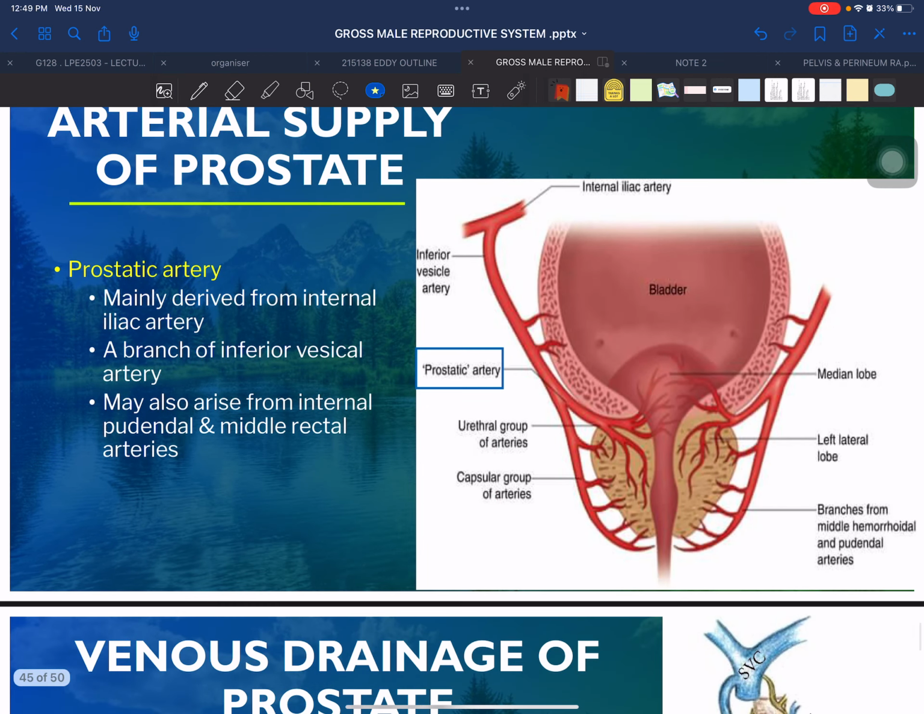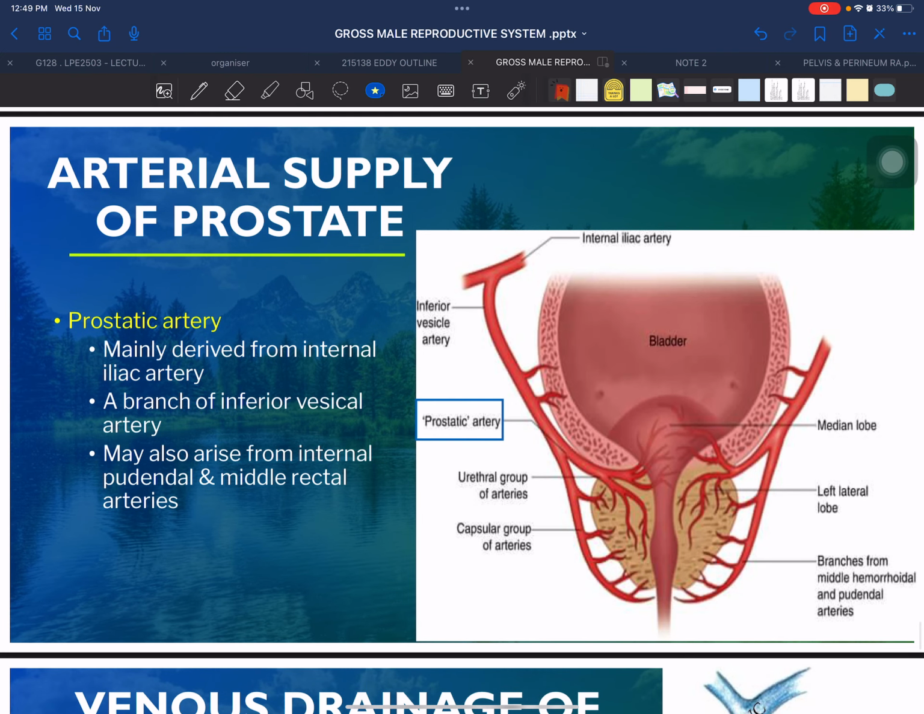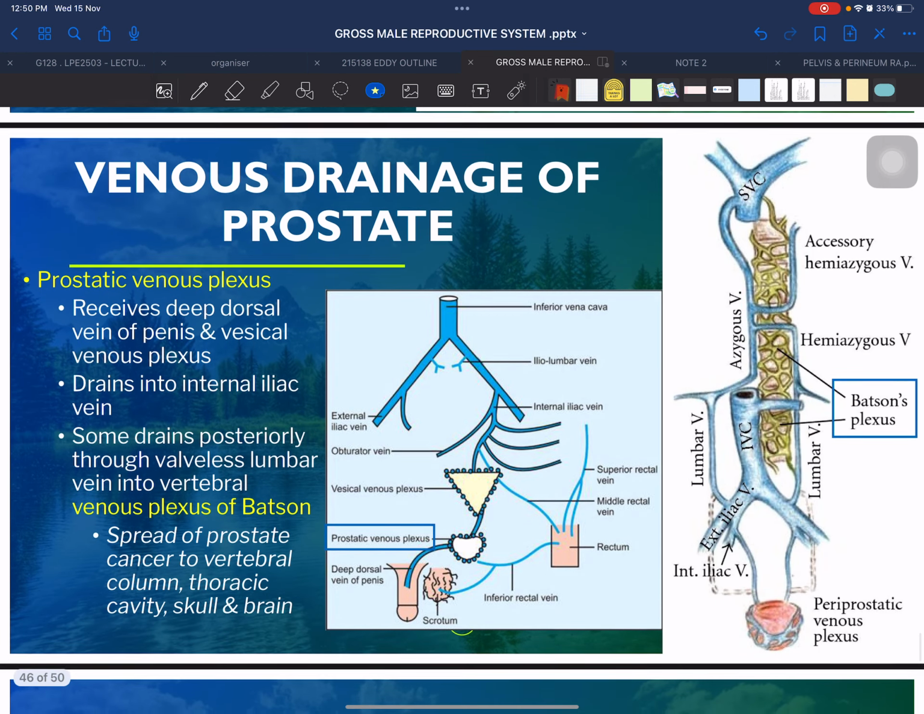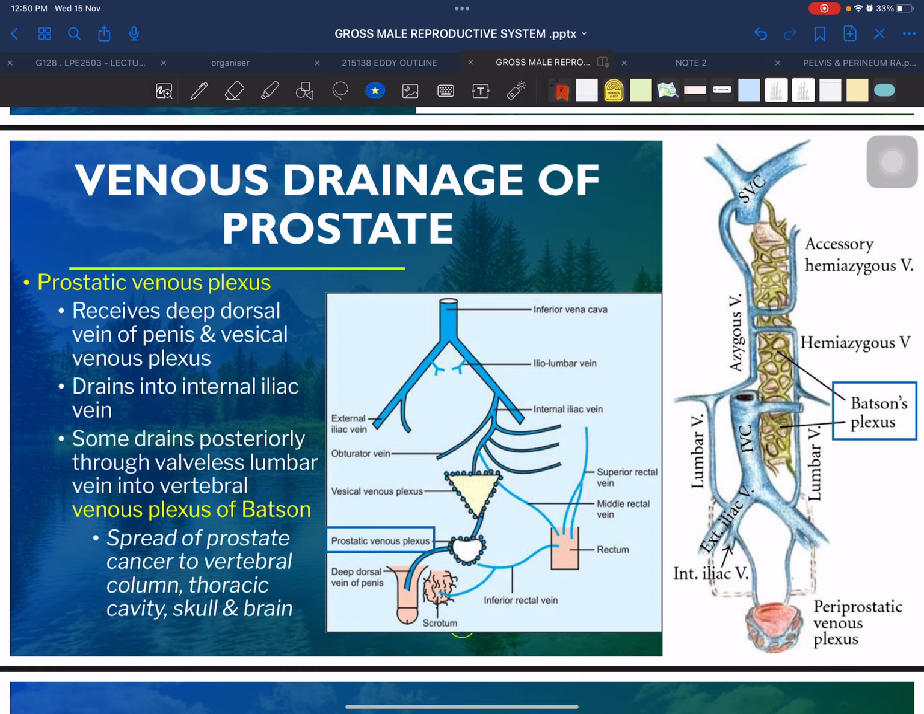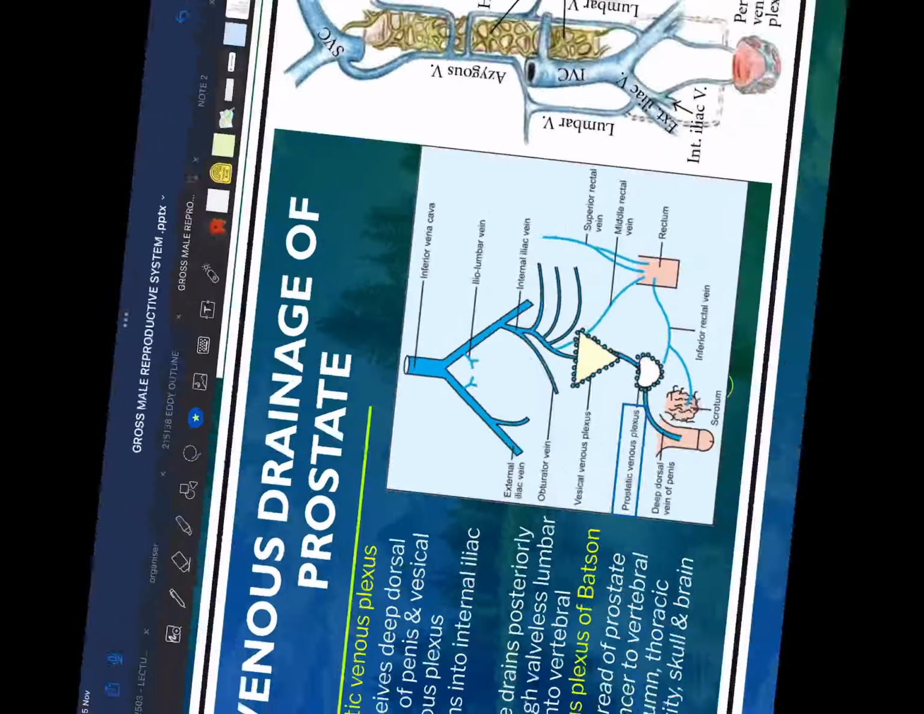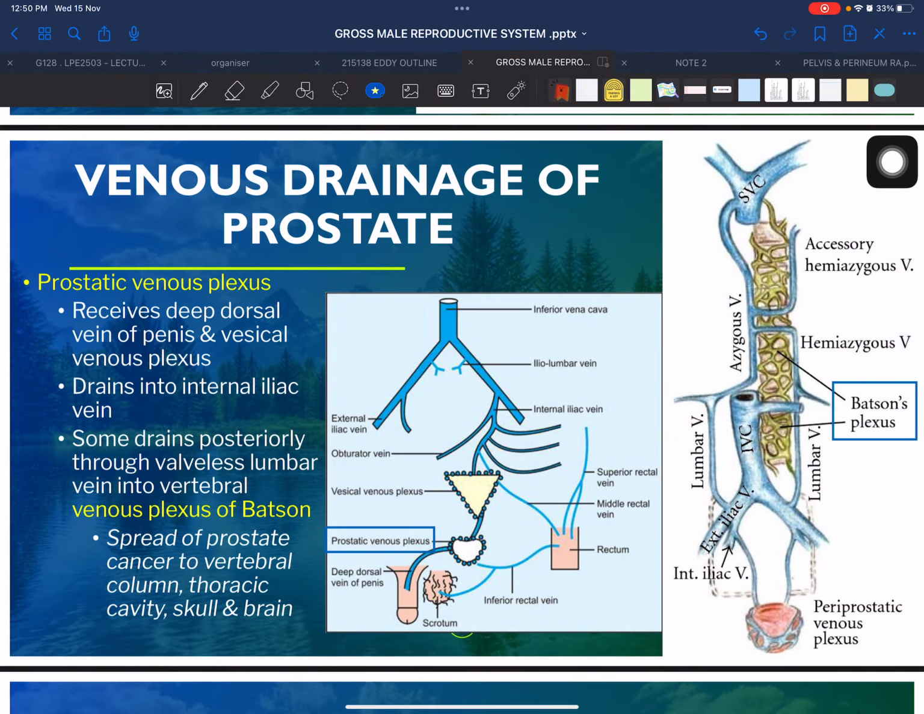So arterial supply of the prostatic artery. This prostatic artery mainly derived from the internal iliac artery, a branch of the inferior vesical artery, may also arise from the internal pudendal or middle rectal arteries. Okay, the venous drainage, prostatic venous plexus. Remember the prostatic plexus. Receive deep dorsal vein of penis and vesical venous plexus.